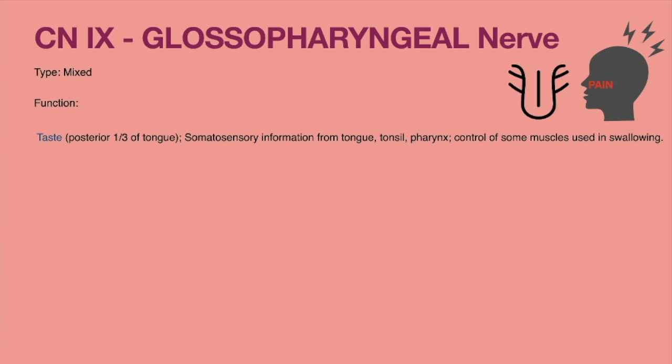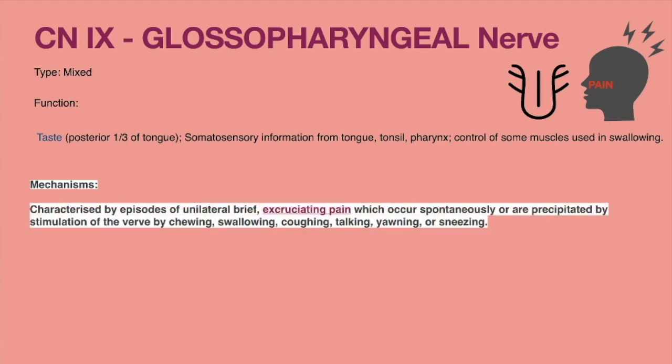Glossopharyngeal nerve, mixed nerve, this time the posterior 1/3 of the tongue, and it serves the sort of function of the tonsils, the pharynx, and controls some of the muscles used in swallowing. So if you get somebody who explains to you as part of their presentation of maybe neck pain, headache, etc., that they're having difficulty with swallowing, it's an indication to test that.